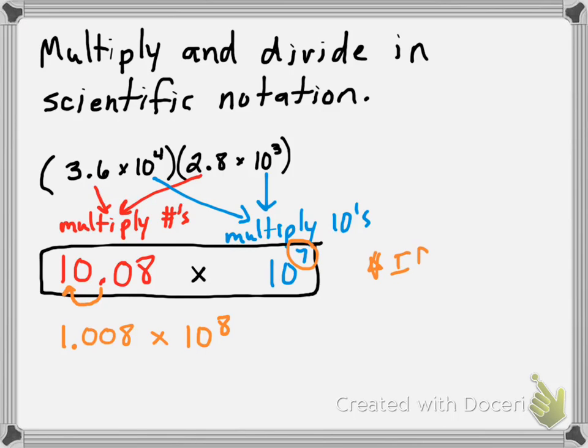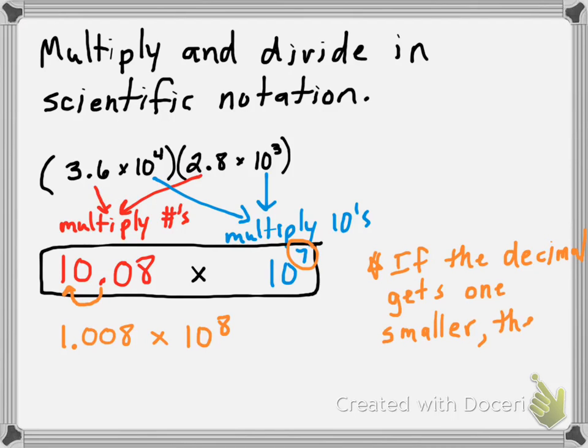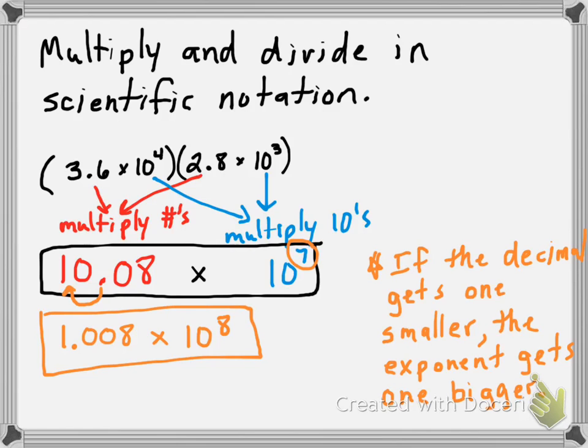Here's basically the rule for that if you want to write it down. All it is: if the decimal gets one smaller, then the exponent gets one larger. That way everything's balanced out. So this is my answer.